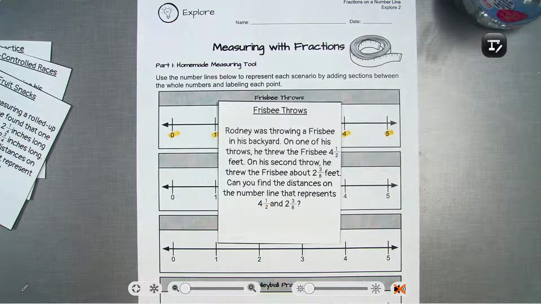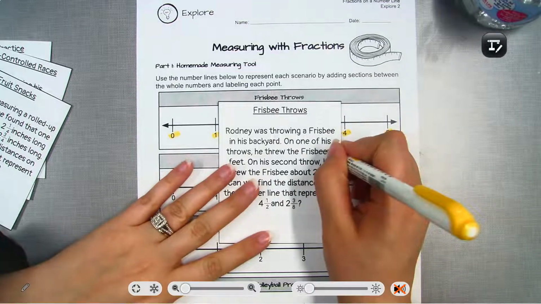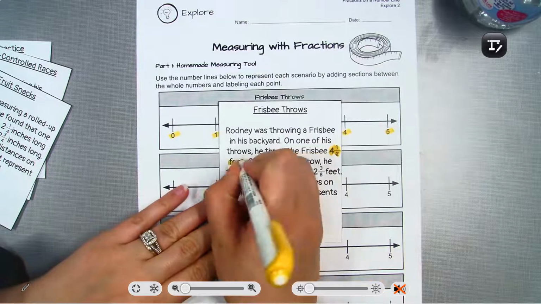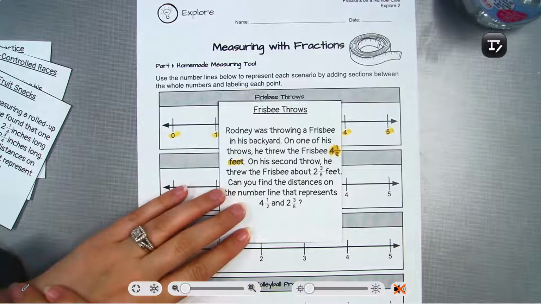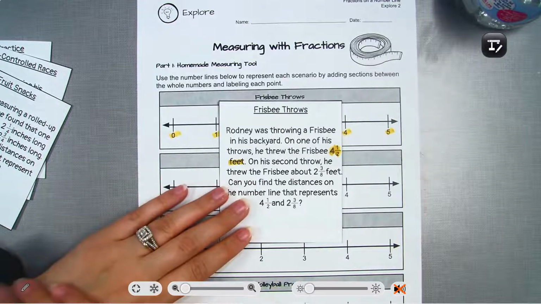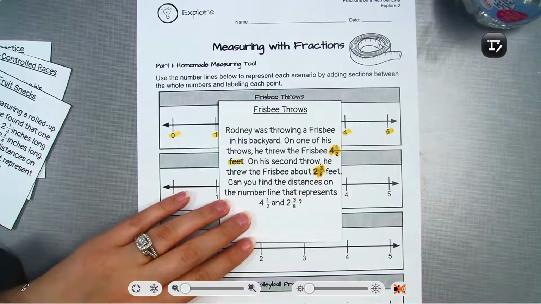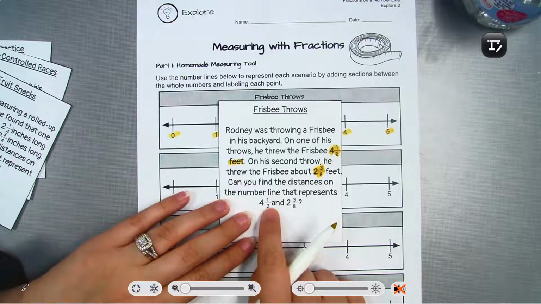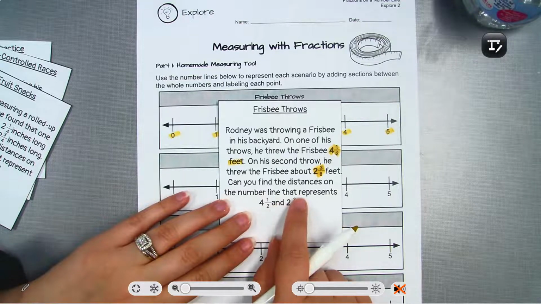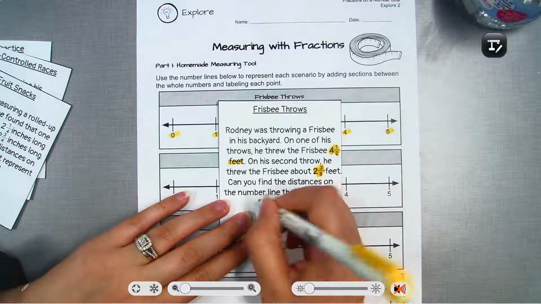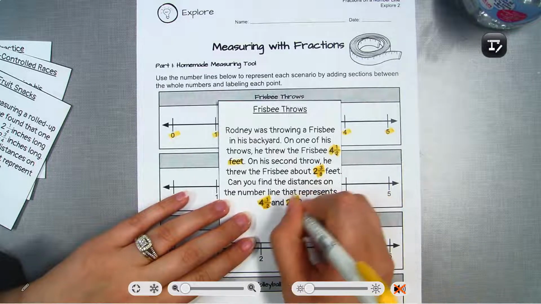Ronnie was throwing a Frisbee in his backyard. On one of his throws, he threw the Frisbee 4.5 feet. On his second throw, he threw the Frisbee about 2 3/8 feet. Can you find the distance on the number line that represents 4.5 and 2 3/8? Okay, so I need to find 4.5 and 2 3/8.